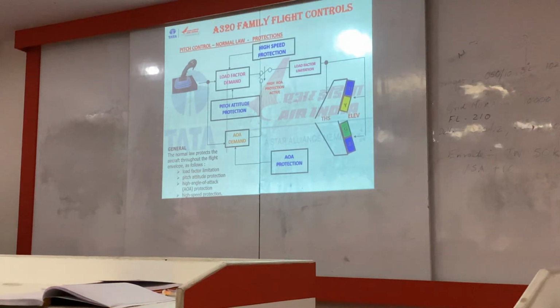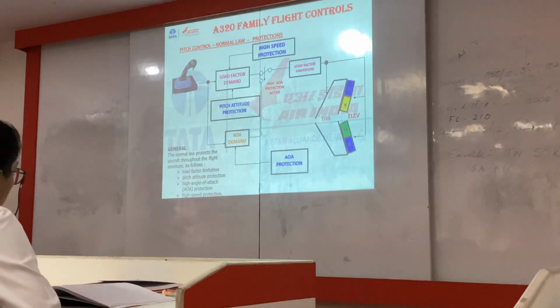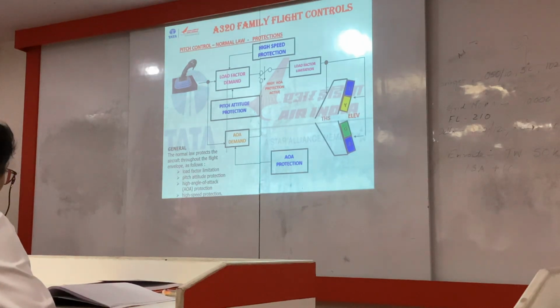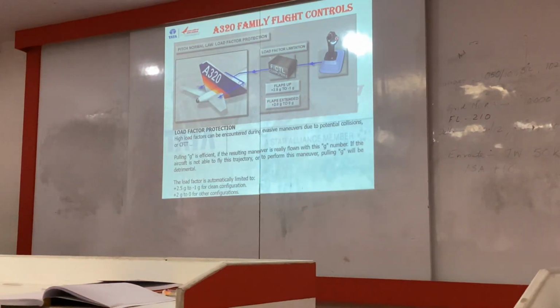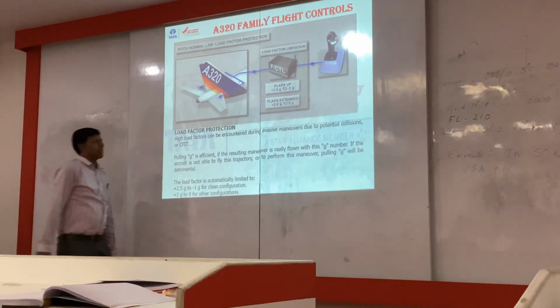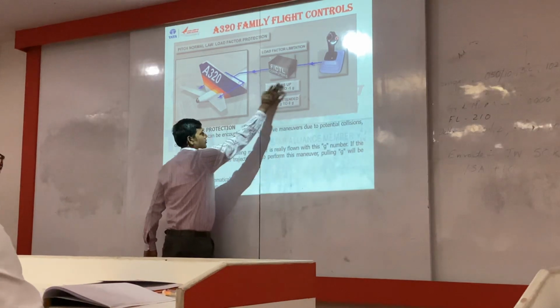So, normal law protection, in general, protects load factor, pitch attitude, high angle of attack, and high speed. With the side stick, you see the elevators on these protections: load factor, high speed, pitch attitude, high angle of attack. Load factor has a defined value.